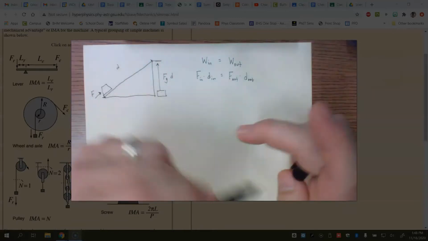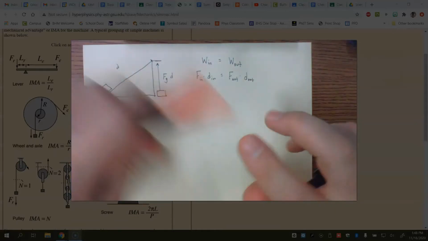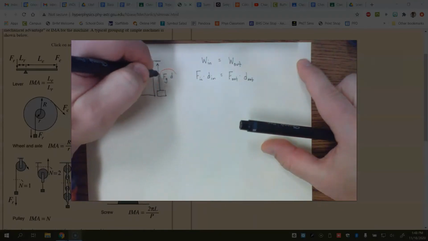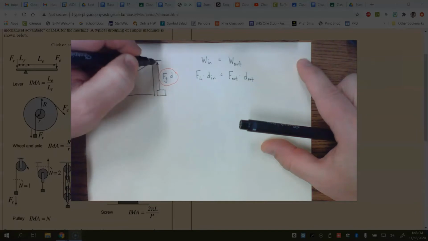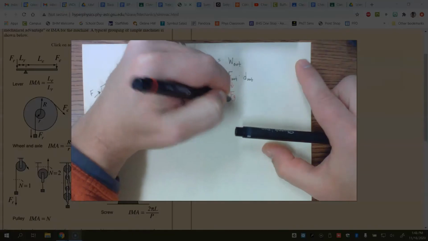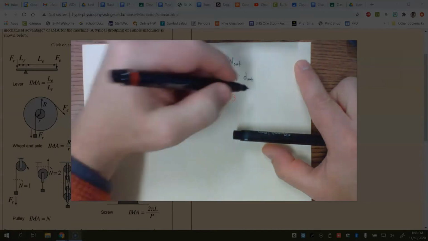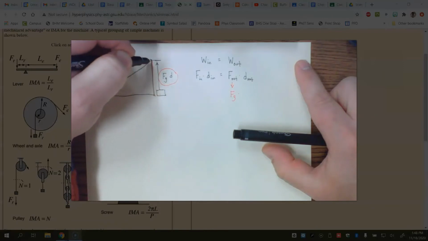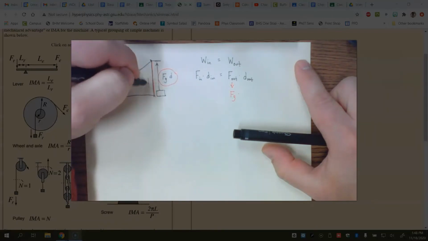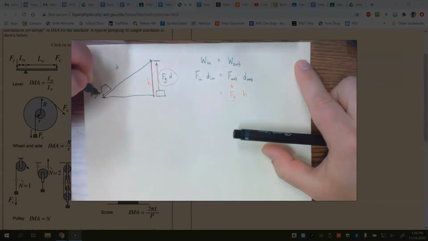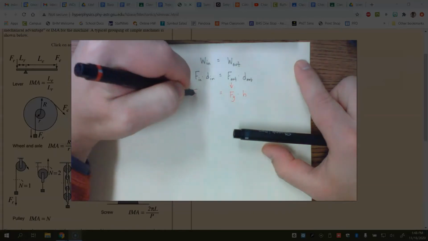So now we just look at this and start to identify a couple of things. If I look here, my output goal was to lift this box up this height. So really my output force is just the force of gravity on that object. The distance that we're really moving this is what we would call the height of this ramp. So it's the height of the ramp. The input force is what we're going to push with, so that's an applied force.